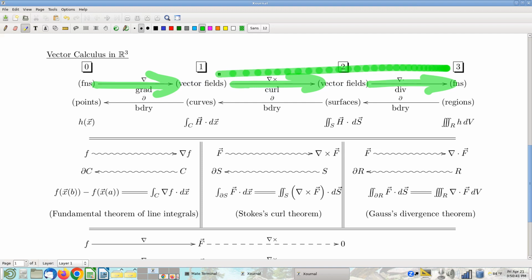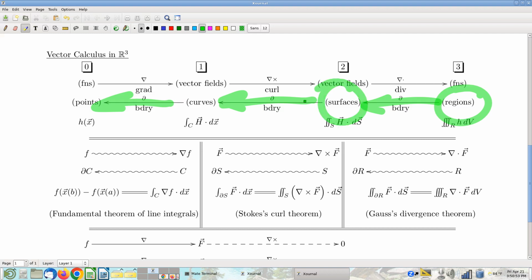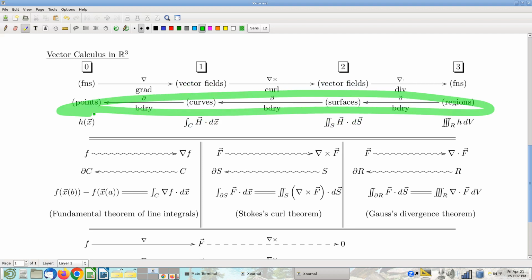Once you know the order that these three things go, it's kind of a freebie what these boundaries do. If you have a three-dimensional region, the boundary is going to be a two-dimensional surface. Well, of course it is. That's just geometric intuition. And if you have a two-dimensional surface, the boundary is going to be a one-dimensional curve. What else would it be? So you don't even have to memorize that. This is just a geometric understanding thing.